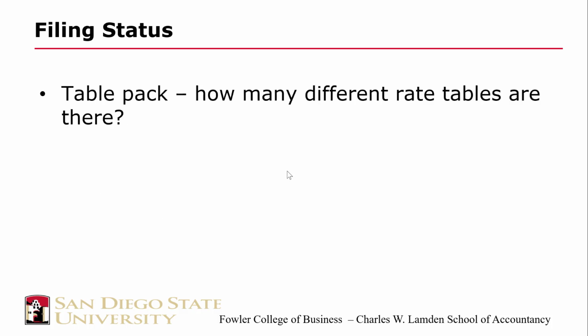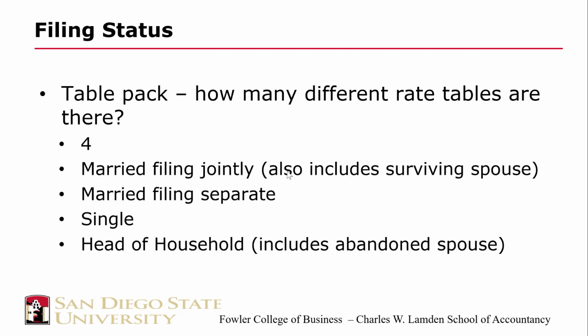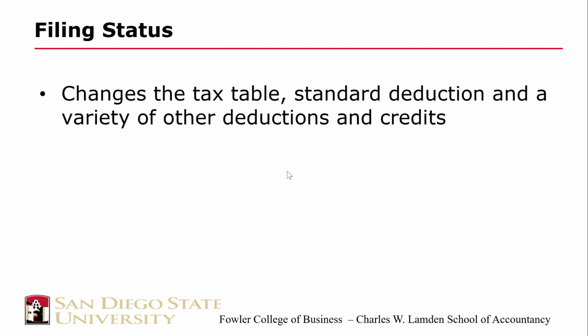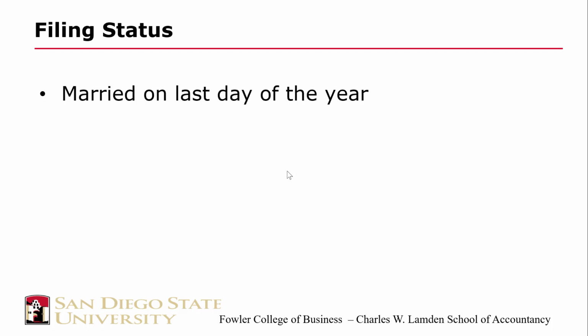So in the table pack, how many different rate tables are there? Well, there are only 4, right? There are 4 of them only. Married filing jointly, because that includes surviving spouse. Married filing separate, single, and head of household. And we're going to see that head of household also includes abandoned spouse. Okay, so filing status changes the tax table, and it changes your standard deduction. Remember, standard deductions differed depending on filing status. And it can also change a variety of other deductions and credits. So filing status is a critical decision to make for any individual taxpayer.